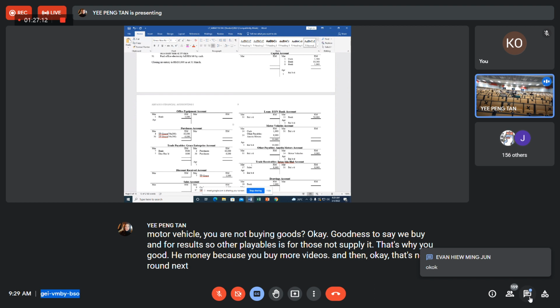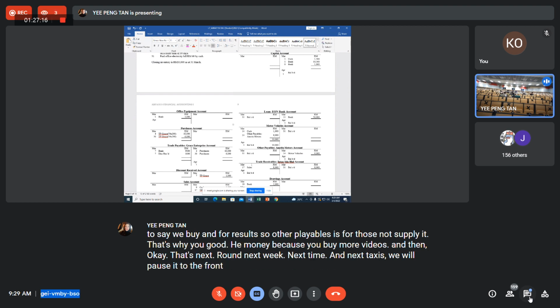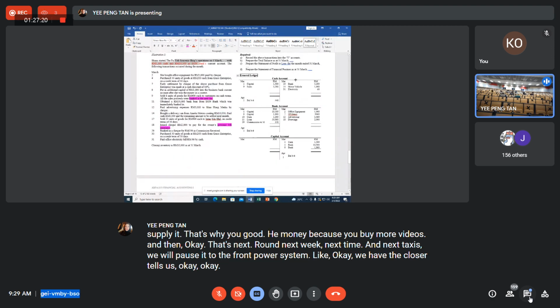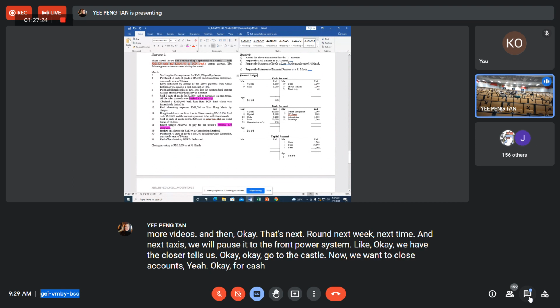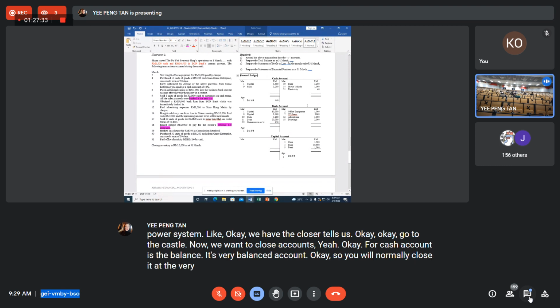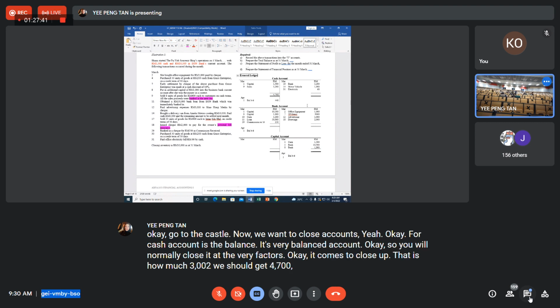Okay, now we have finished that. Next step is we will post it to the ledger one by one. Okay, we have to close the accounts first. Go to the cash book now. We want to close the accounts here. For cash account, it's a debit balance account. It's an asset account, so it's a debit. So you will normally close it at the debit side first. Can you help me close up the debit side? How much is the total? 1,500 plus 3,200. You should get 4,700, right?